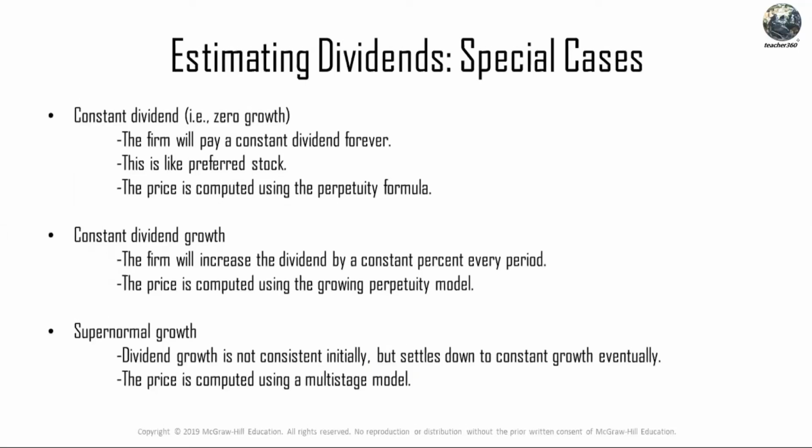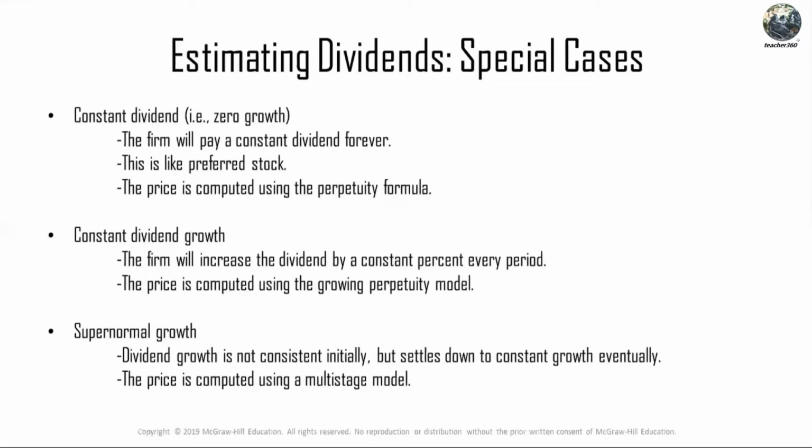Estimating dividend based on dividend payout policy. Constant dividend. Constant dividend is like preferred stock, where the firm will pay a constant dividend forever. It is computed using the perpetuity formula.